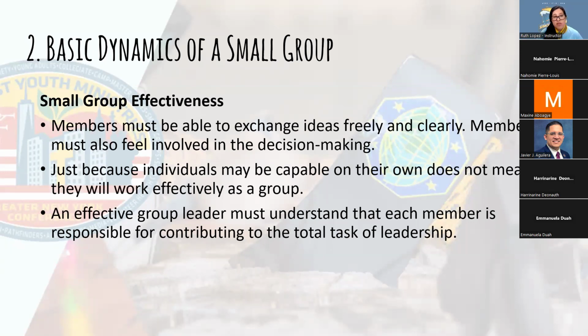Members of small groups must be able to exchange ideas freely and clearly. Members must also feel involved in the decision making. And this can be applied to units, to your staff, or to any other group that you might be leading. So we need to create an environment that will be welcoming everybody's ideas.